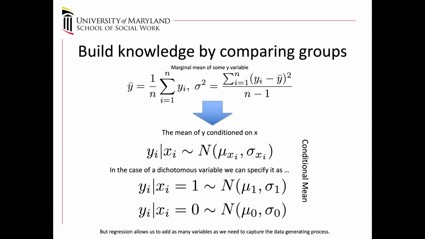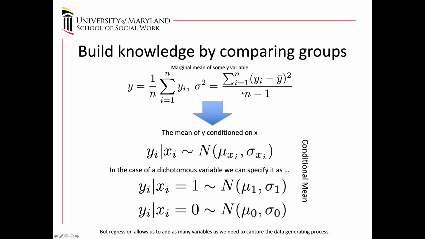We want to understand something, and we're going to build knowledge by comparing groups. We start with a mean, and that's what this is, right? And then a variance, and that's what this is, right? So we've just got the mean of our y variable here, and then we've got the variance of said y variable here. You're familiar with all of these formulas, but the mean and the variance only tell us so much about any particular thing. And this is, importantly, called the marginal mean.